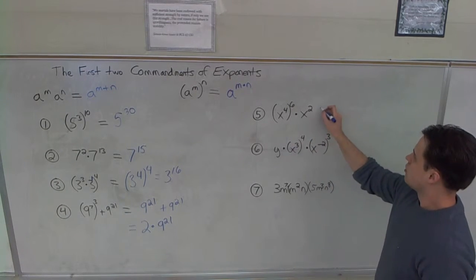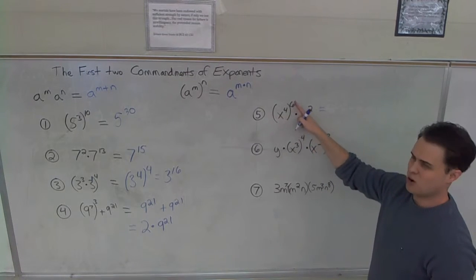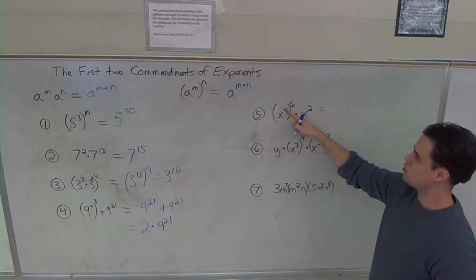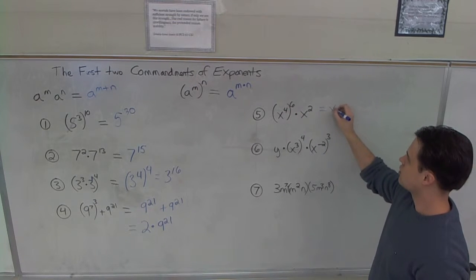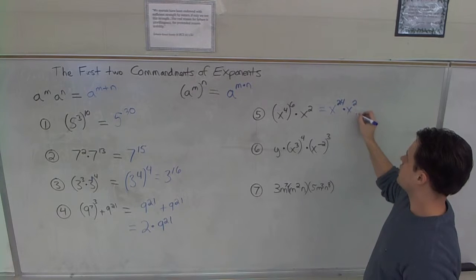So here, we might have to do a couple steps, but let's see. This part's power to power, right? So I multiply the 4 and the 6. What is that? 4. And I've still got a squared there.